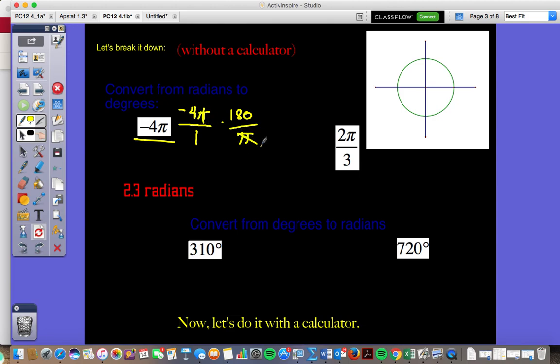These cancel out. Do this right now with someone around you. Do 2 pi over 3 real quick, just to make sure. Do it. Convert that to radians, or to radians and degrees.